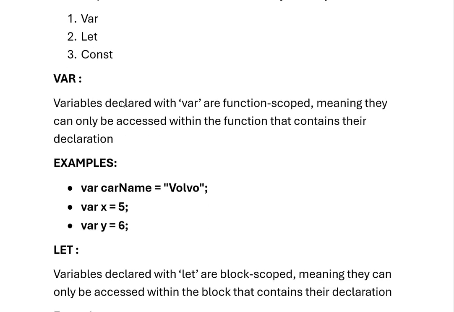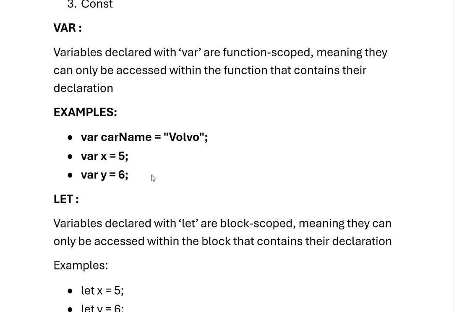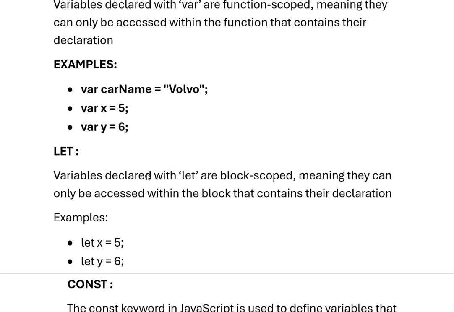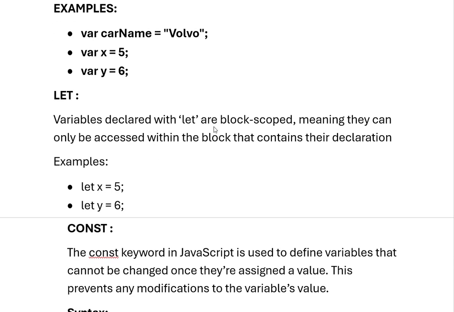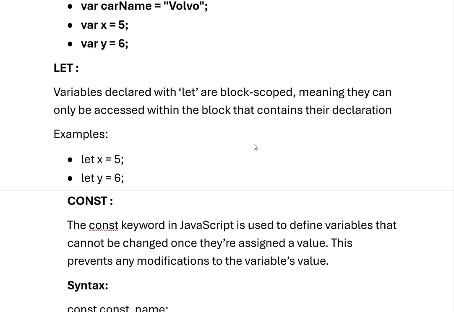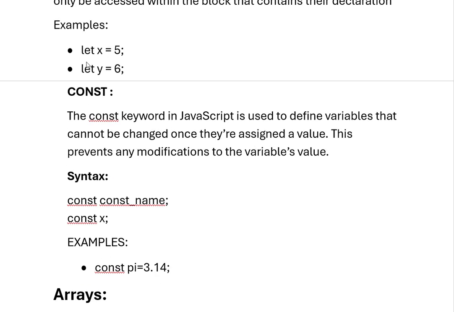Var keyword. Variables declared with var are function scope, meaning they can only be accessed within the function that contains their declaration. Examples: var x = 5, var y = 6. Let. Variables declared with let are block scope, meaning they can be accessed within the block that contains their declaration. Examples: let x = 5, let y = 6.